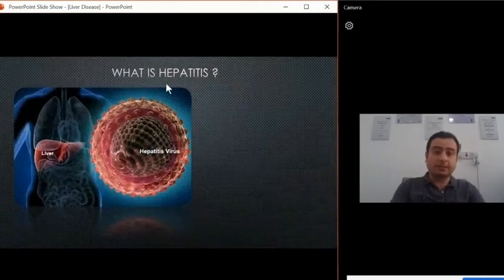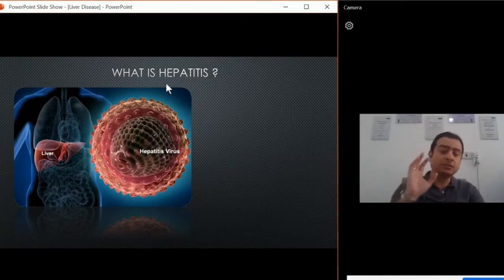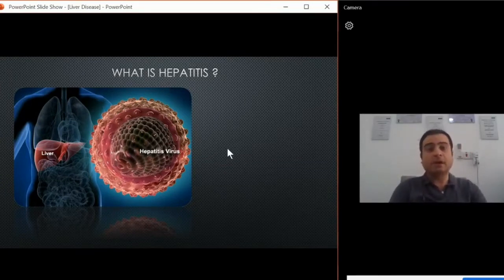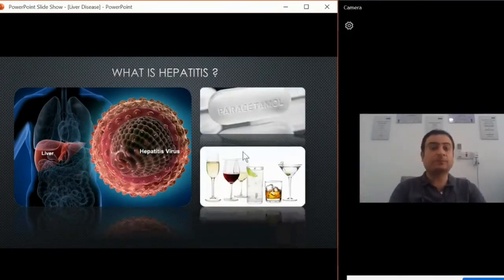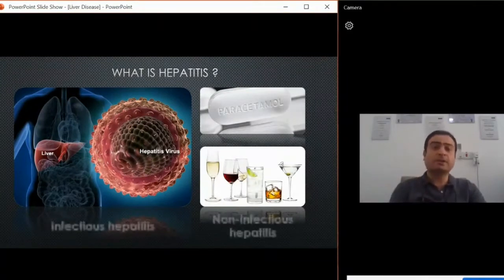So what is hepatitis? Hepatitis means inflammation of the liver. Unfortunately, it's often confused with viral hepatitis, but there are different types of hepatitis. We have hepatitis that's caused by paracetamol. We have hepatitis that is caused by alcohol abuse. These are referred to as non-infectious hepatitis, while what is caused by viruses is called infectious hepatitis.